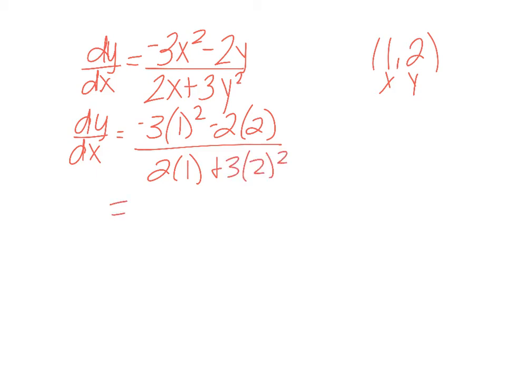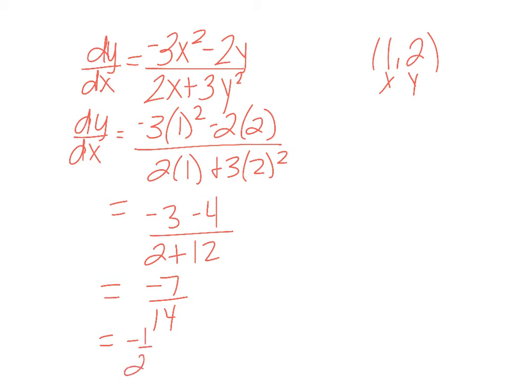So we have negative 3 times 1 is negative 3, minus 4, over 2 plus 2 squared is 4 times 3 is 12. So we have negative 7 over 14, which is just negative 1/2. So my slope is negative 1/2.